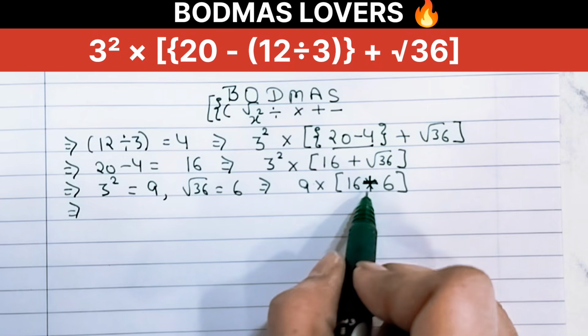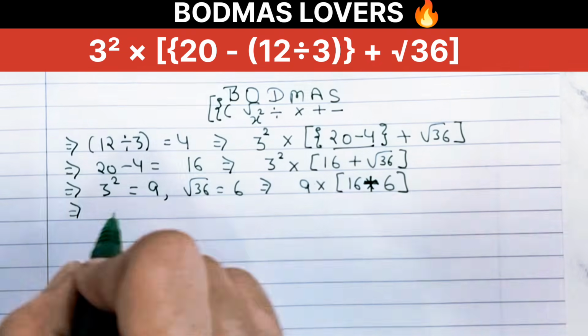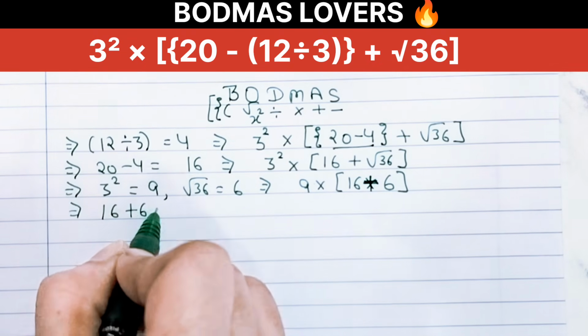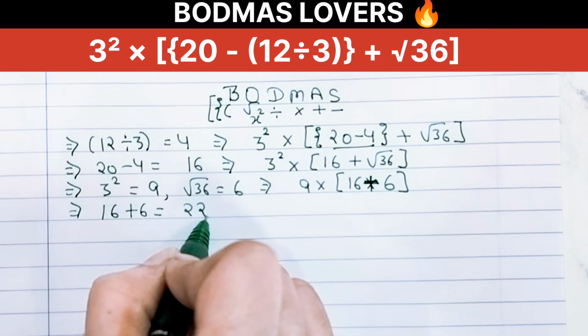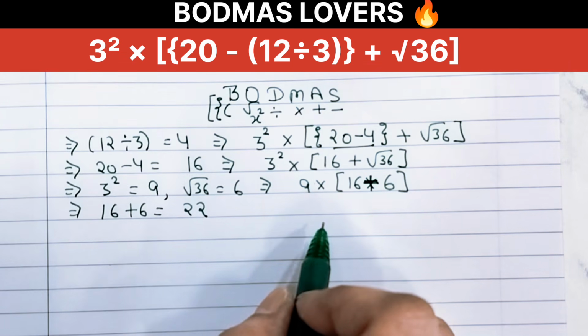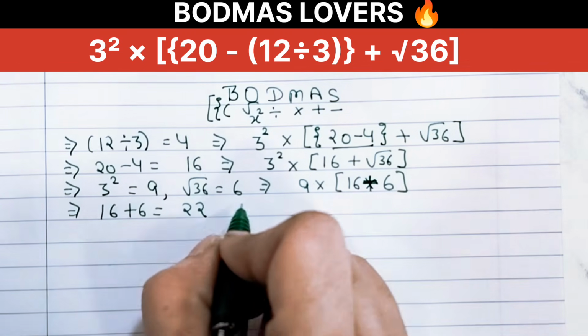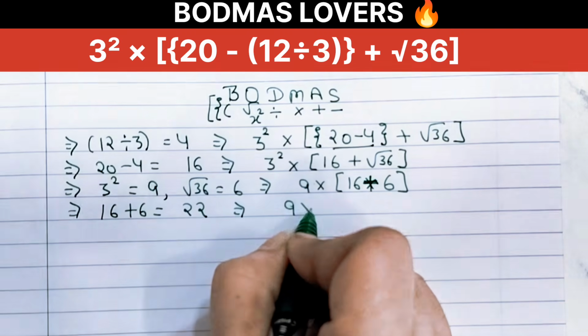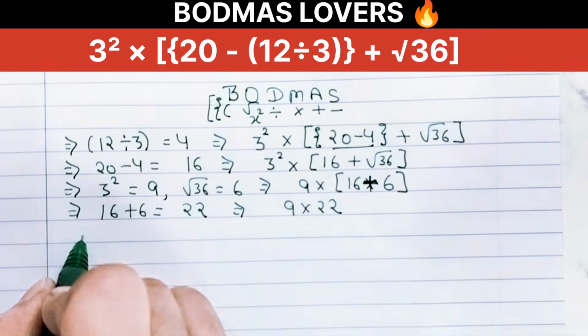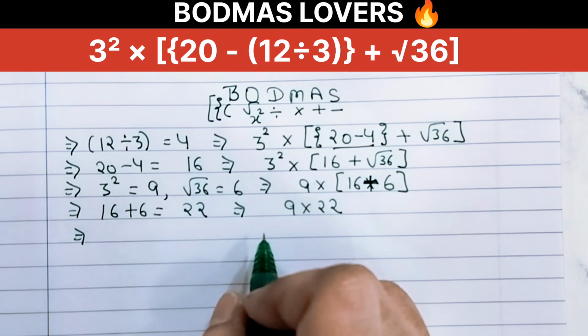Now the square bracket. In this square bracket there is an addition. Now calculate 16 plus 6 equals 22. According to this step, we must completely resolve the final outermost bracket, which is the square bracket, before multiplying. And now the current expression becomes 9 multiplied by 22. Move to the next step, which is multiplication.